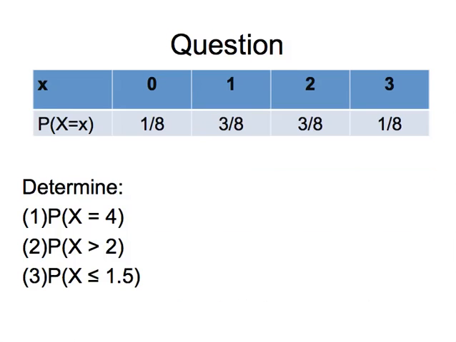Now let's use that same table to determine the probability that x is equal to 4. Recall that we defined x as the number of girls. So what's the probability, in a family of 3 children, that x is equal to 4? What's the probability that x is greater than 2? That is, the number of girls is greater than 2. And what's the probability that x is less than or equal to 1.5? That is, the number of girls is less than or equal to 1.5.